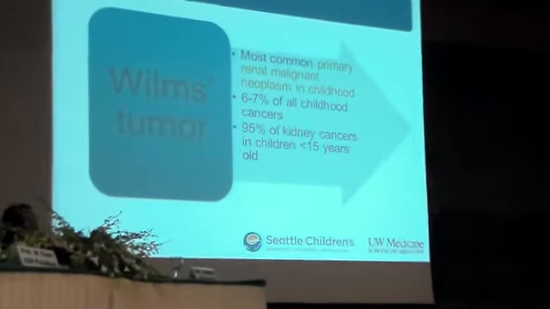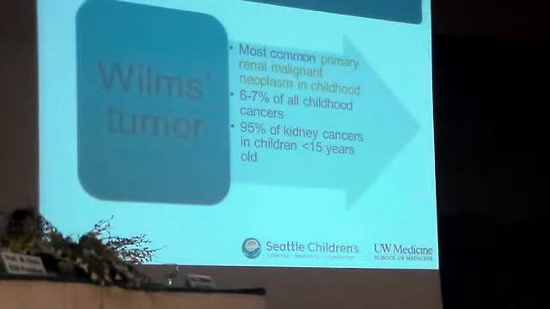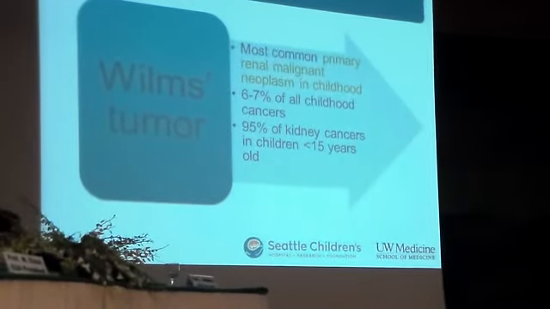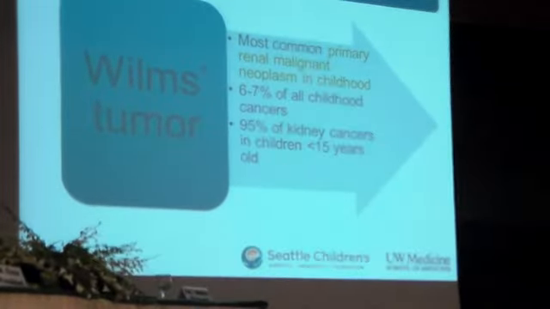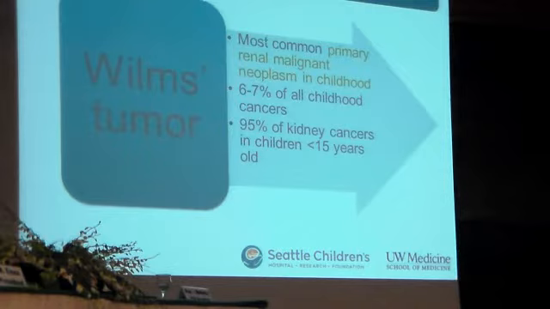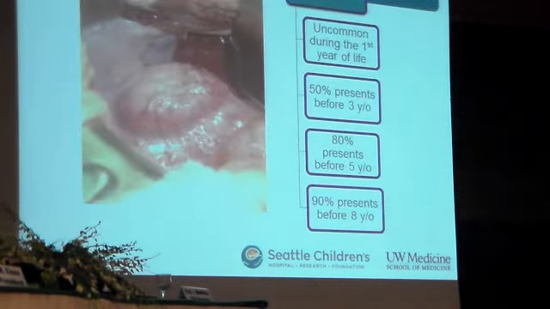Wilms tumor is the most common renal malignant anomaly in childhood. It is 6 to 7% of all childhood cancer, so it's not a very common cancer, but it is the most common renal cancer in kids under 15 years of age. Usually they present under 5 years of age, 80% of them will, and over 90% will present before the age of 8 years.